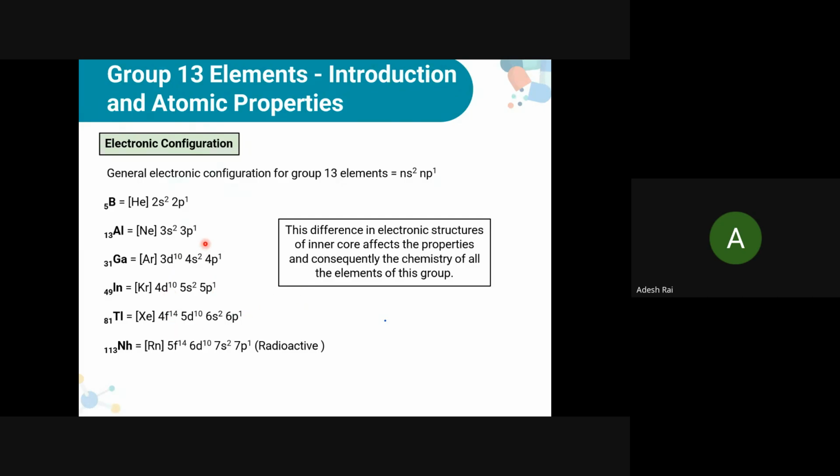Is that clear? So if you move down the group, what will happen? The size will increase, and new shells will be added.